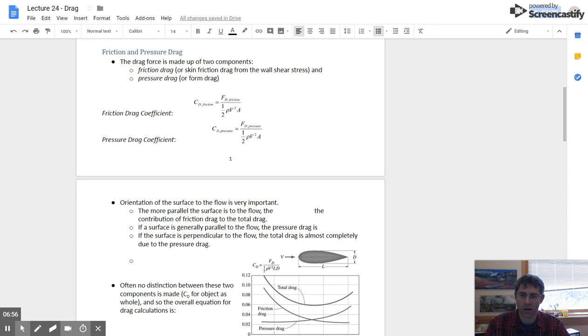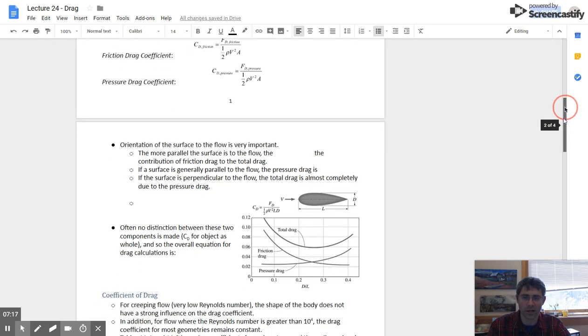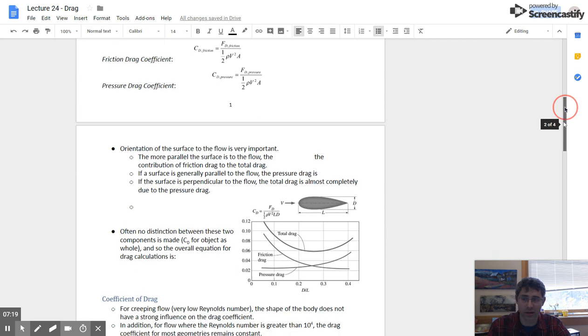And so we can break that coefficient of drag into the part due to friction as well as the part due to pressure. But in reality, it's difficult to distinguish between the two. Our measurements that we make of force when we're doing experiments don't distinguish between these two. And so we lump them into one, as we showed above, an overall drag coefficient.